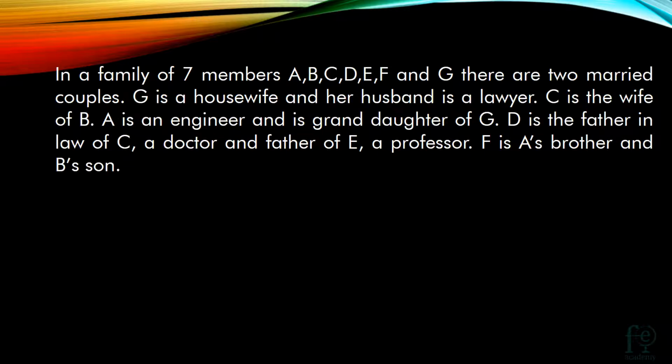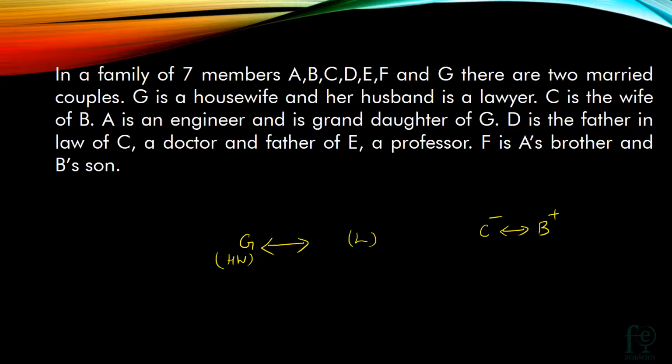Here it is given that there are 2 married couples and G is a housewife and her husband is a lawyer. So G is a housewife and her husband will be a lawyer. We are representing the professions by using the bracket. Now C is the wife of B. So C and B are a couple, B is the husband and C is the wife.